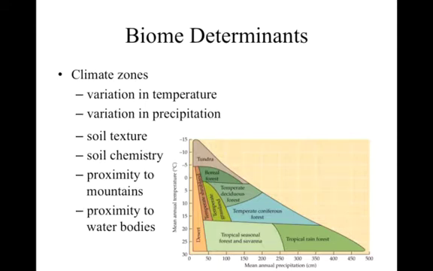Okay, so those are the big determinants of biomes. But again, soil texture, soil chemistry, proximity to mountains, and proximity to water bodies matter. You can see that in the differences between deciduous trees and needle-leafed evergreen trees. They have very similar precipitation levels and very similar temperatures, but it's that fertile soil versus infertile soil, that soil chemistry, that matters in determining those biomes. Proximity to mountains and water bodies matters because they determine things like temperature, rainfall, and wind speed. So they modify some of these broader-scale patterns.